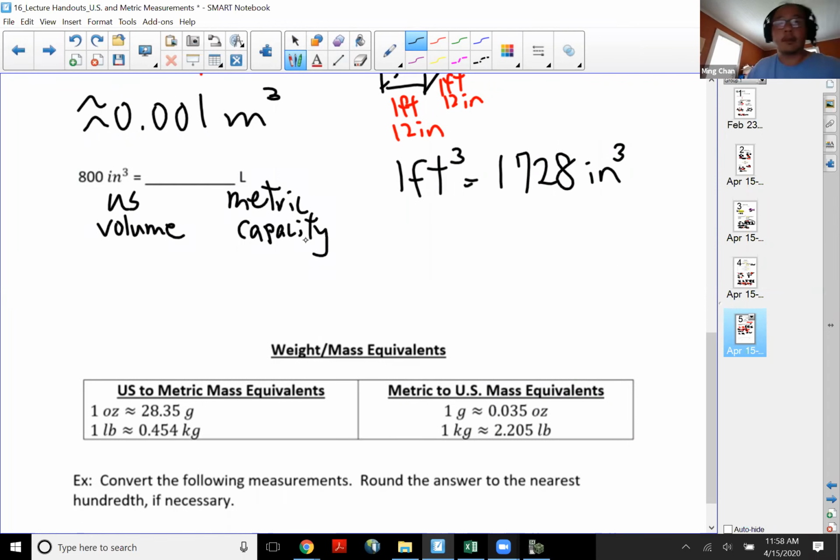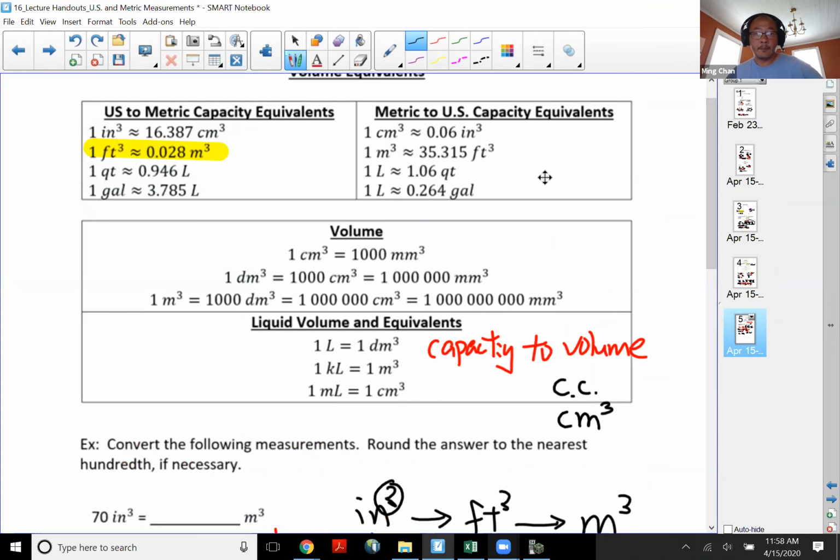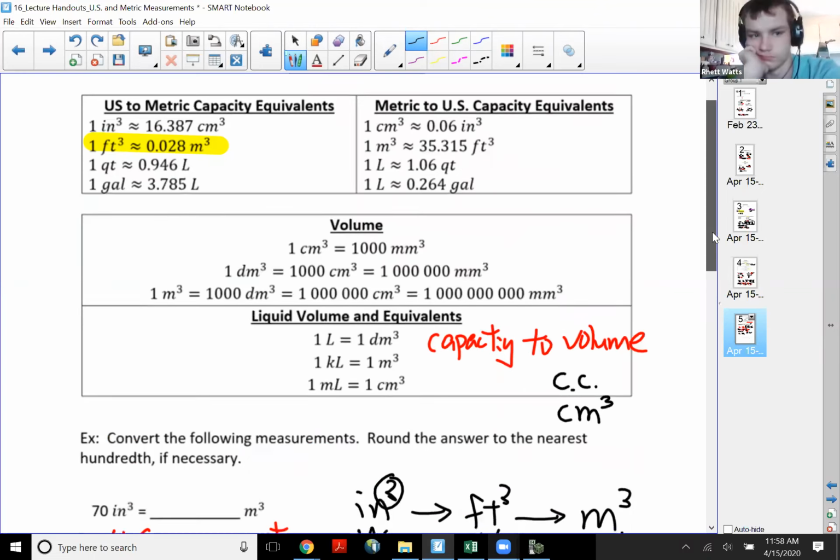Whoa. All right, hold on. Okay, I need to end up in liter. I need to end up in liter. All right, US to metric. I need to end up in liter. How do I end up in liter? What I'm being shown is quart to liter, gallon to liter. Everybody okay so far?